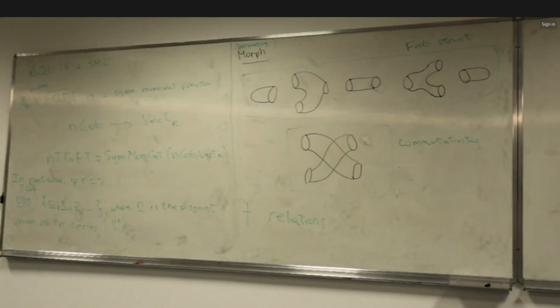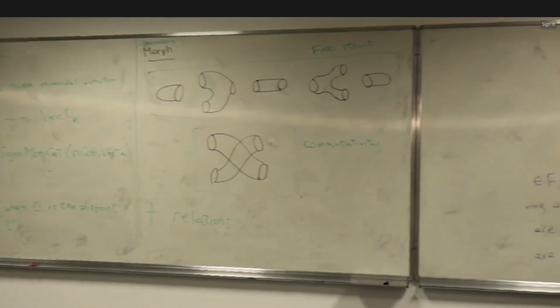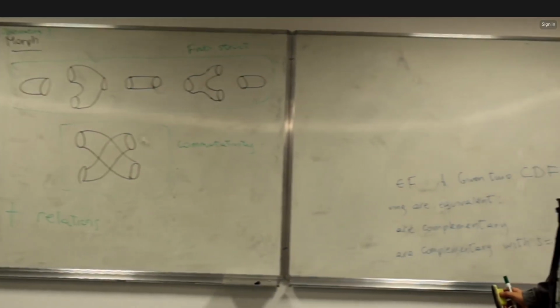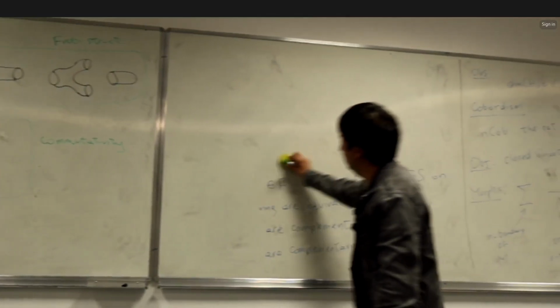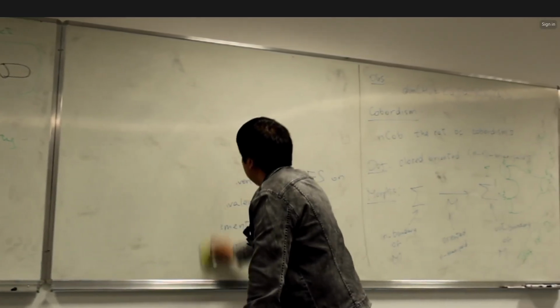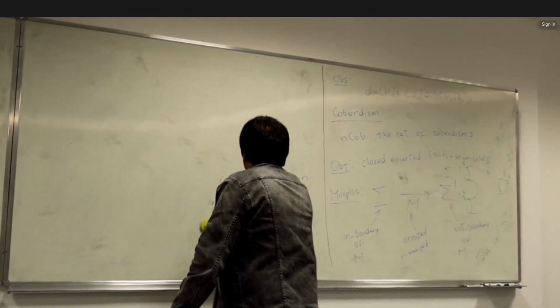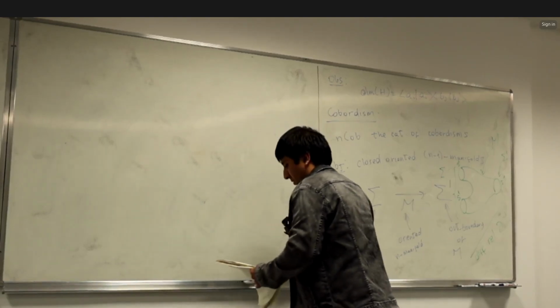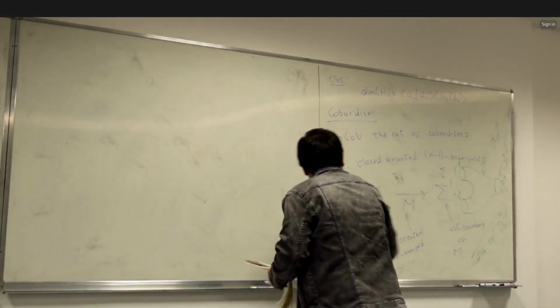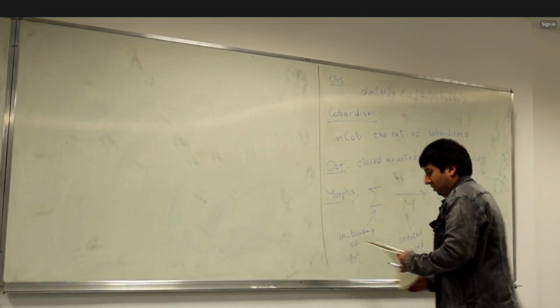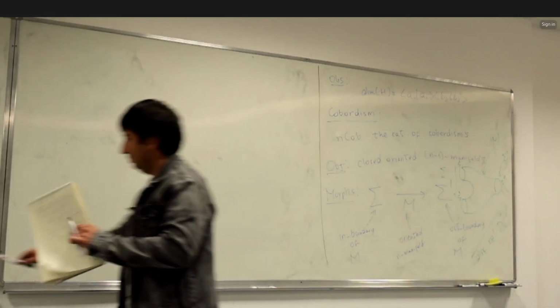So what's the statement? It is the free symmetric monoidal category on a commutative Frobenius algebra.